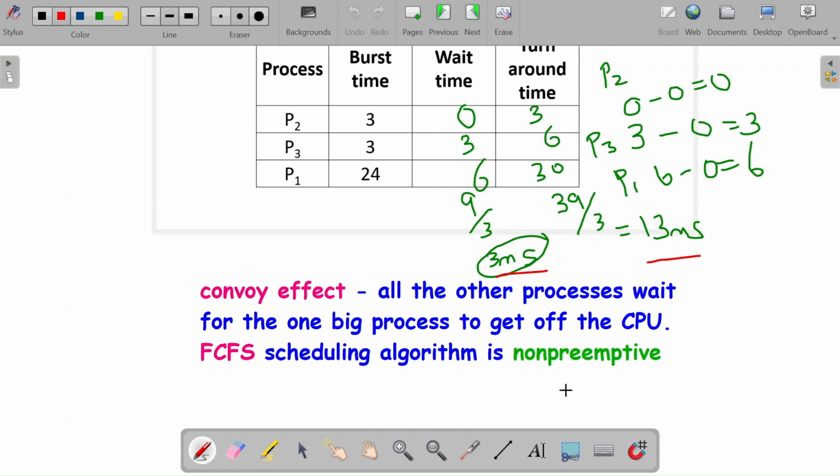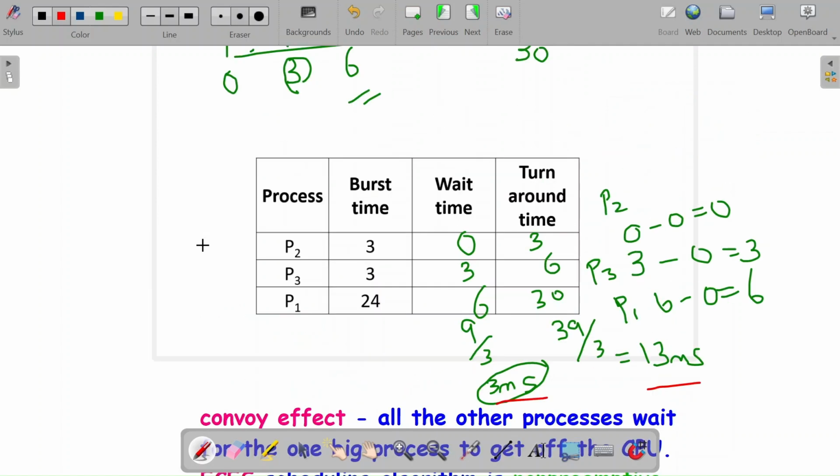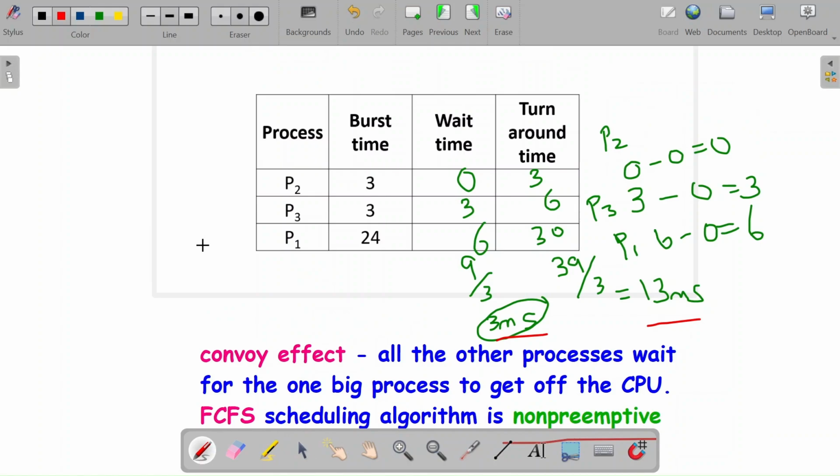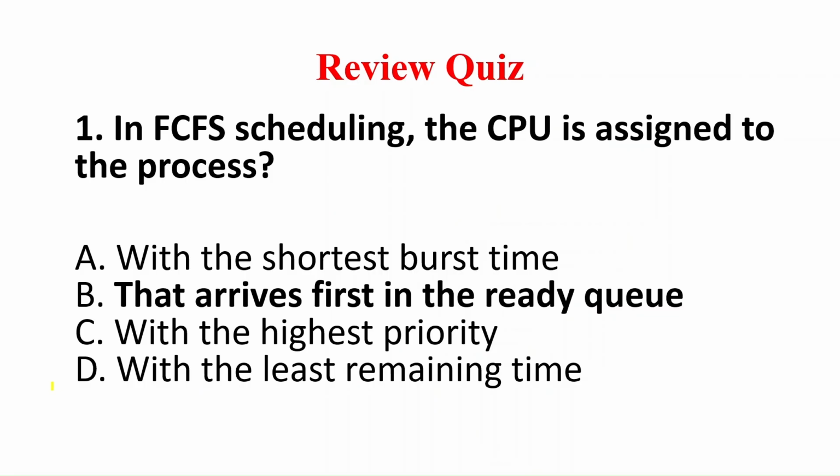And remember, FCFS is non-preemptive because once a process starts execution, until its completion, the process doesn't release the CPU. So this is FCFS. The CPU is assigned based on the process that arrives first in the ready queue.